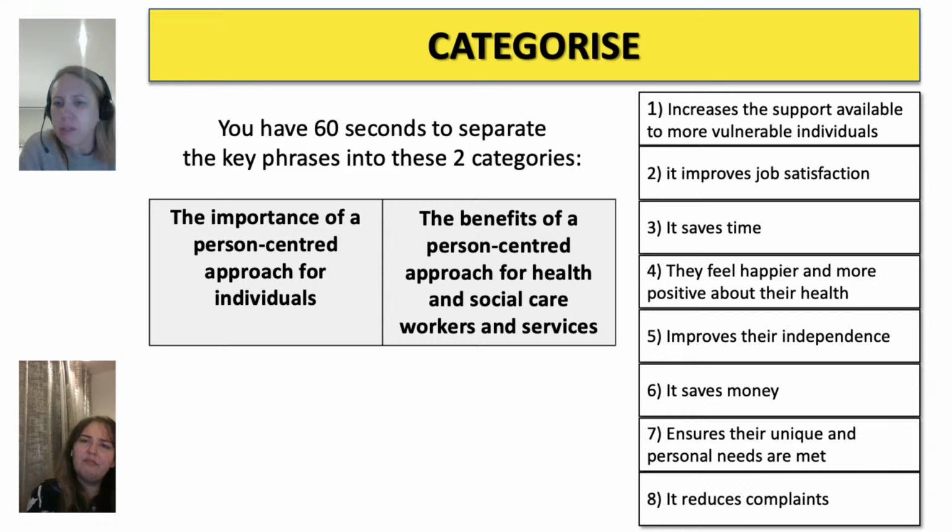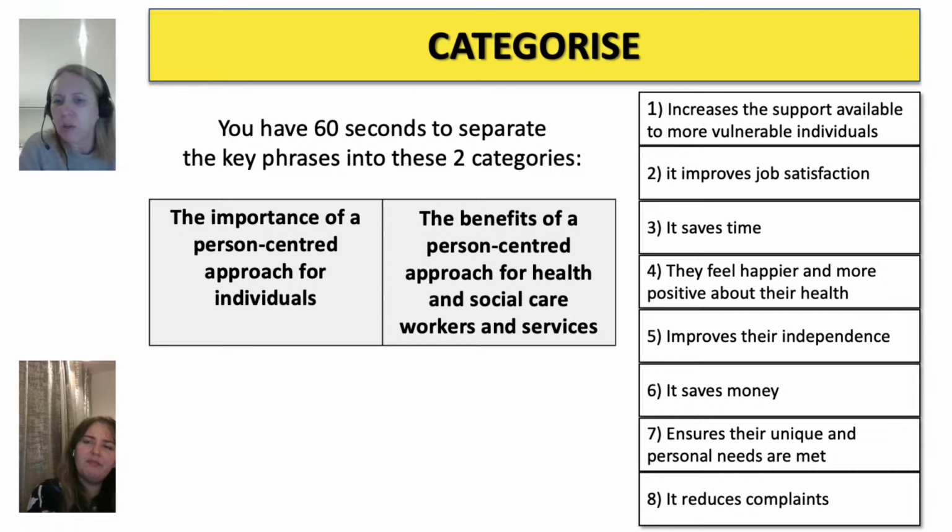Amelia has also tried to answer that, and she has said for number 1, increases the support available to more vulnerable individuals, improves job satisfaction, not maybe necessarily for individuals. I think that's more for workers. Let's have a look at Lobsana. She's had a go at workers. So the benefits of a person-centered approach for health and social care workers is it improves job satisfaction. I think that sounds quite good to me. And number 8, I like, it reduces complaints, because that's very much about the service as well, isn't it?